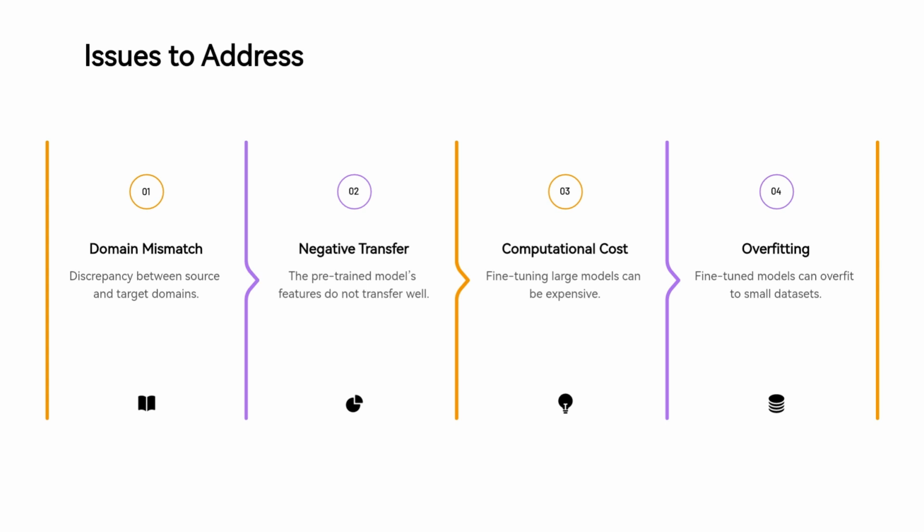Overfitting. When fine-tuning on a small dataset, the model might overfit. Techniques like regularization or early stopping can help mitigate this. Computational cost. Fine-tuning large models, especially deep neural networks, can still be resource-intensive, requiring significant GPU/TPU resources. Addressing these challenges requires careful selection of the pre-trained model and strategies to deal with overfitting and domain differences.